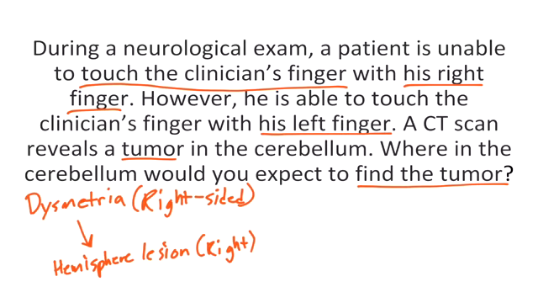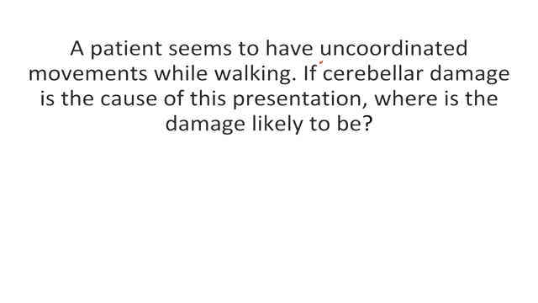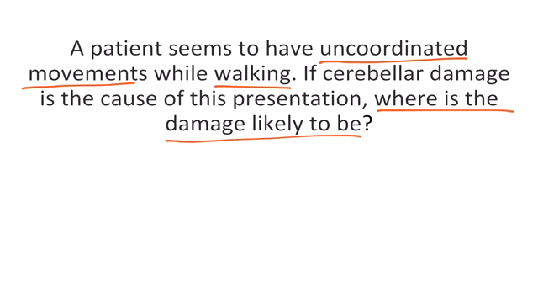Now let's do one more question. Now a patient seems to have uncoordinated movements while walking. If cerebellar damage is the cause of this presentation, where is the damage likely to be? Now this presentation is describing gait ataxia or truncal ataxia. So where in the cerebellum is there likely to be damage?